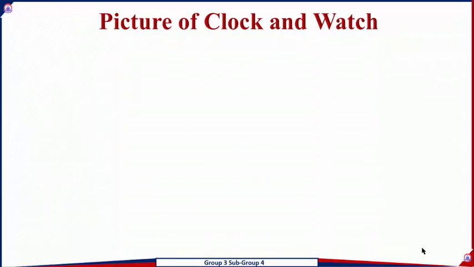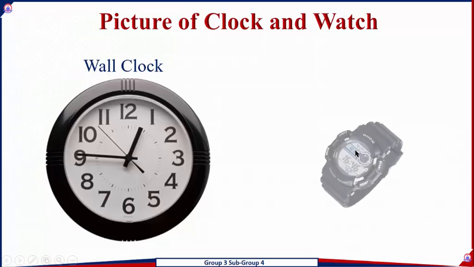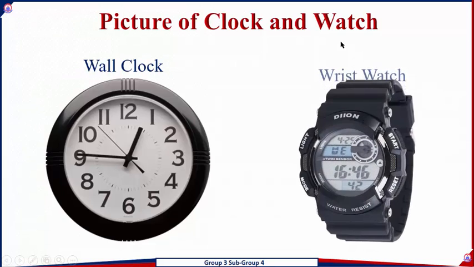Let us now take a look at a picture of a clock and a watch. So this is a picture of the clock, normally called the wall clock. On the right side also we have the picture of the wristwatch. Now let's move on to the units of time, which is the focus of this lesson. But before that, let's watch this video.